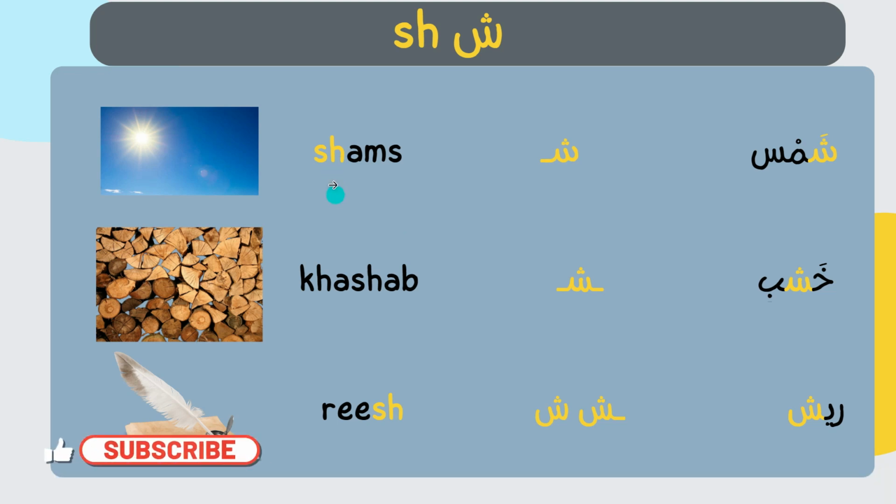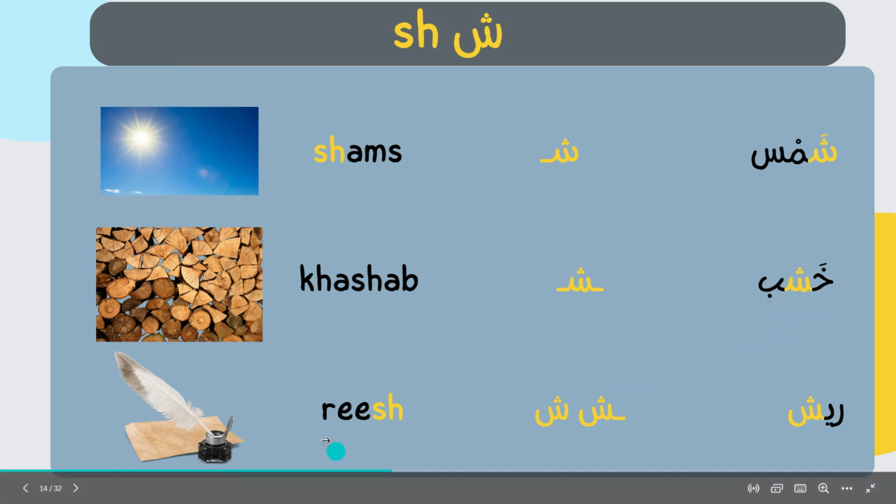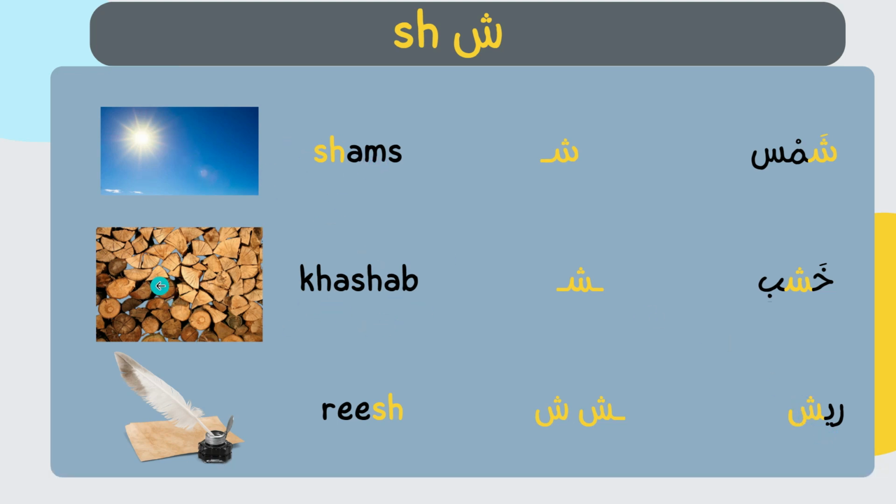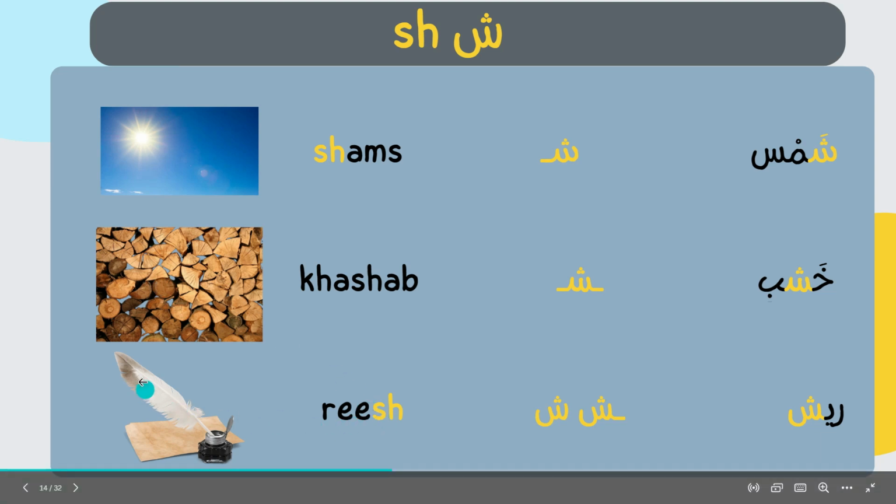Now it's your turn to read the first word. Shams, shams. خشب, خشب. Third word, your turn. ريش, ريش. Shams is sun, خشب is wood, and ريش is quills.